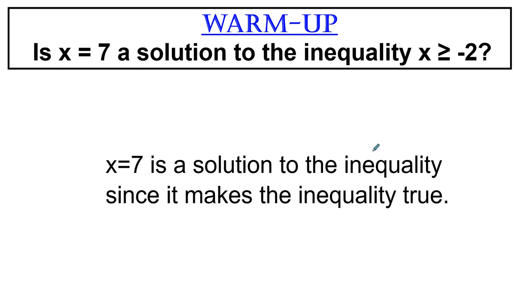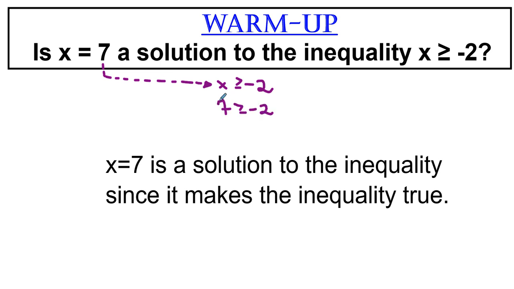Let me show you how I would derive this answer. This is just a warm-up that you would have done in class on your own. So it says, is x equals 7 a solution to the inequality? So I'm going to write down my inequality, x is greater than or equal to -2. Is x equals 7 a solution? Well, all we have to do to find out is plug in 7 for x. Substitute 7 in for x, and we get 7 is greater than or equal to -2.